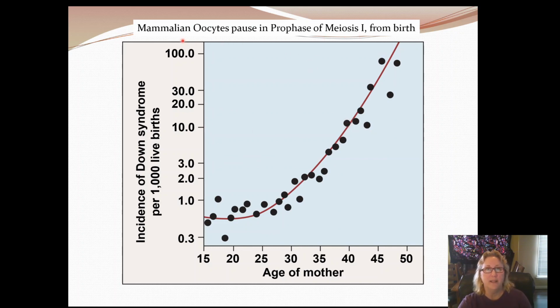And the chances of aneuploidy don't increase with the age of the father, because for males, the primary spermatocytes are constantly going through meiosis and being produced, and stem cells are dividing by mitosis. There's no pause in meiosis 1 for spermatogenesis.